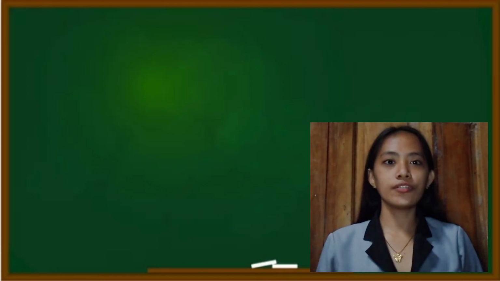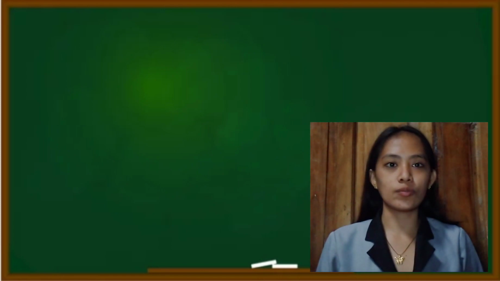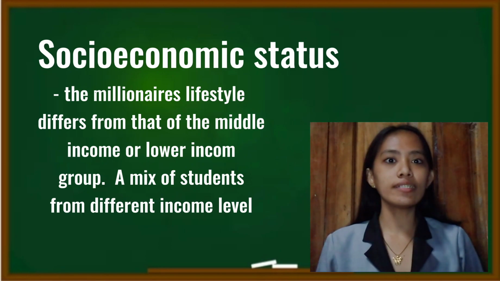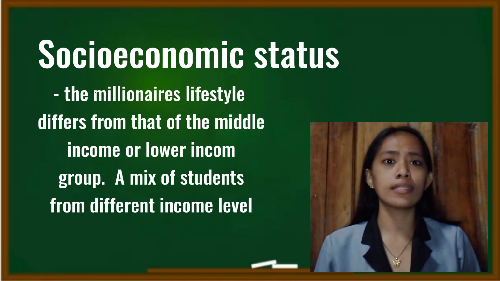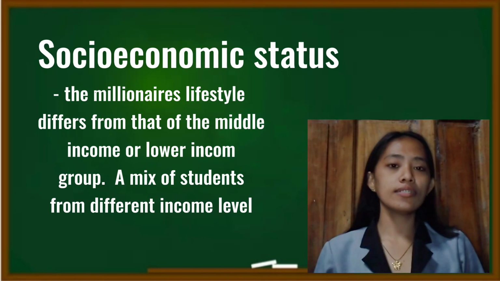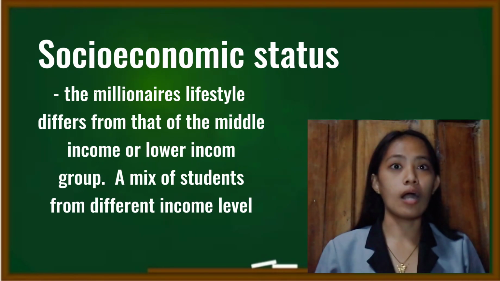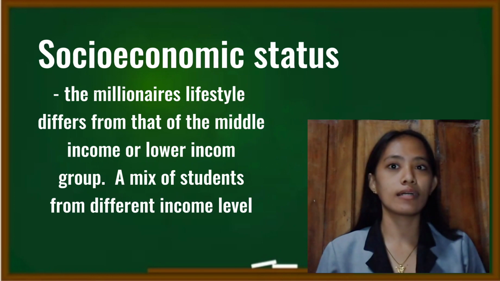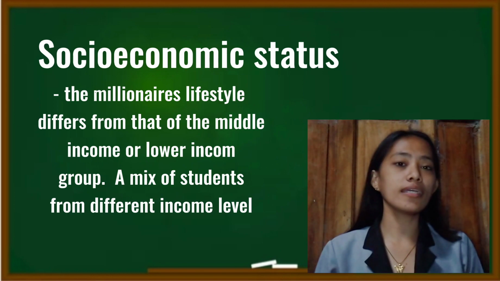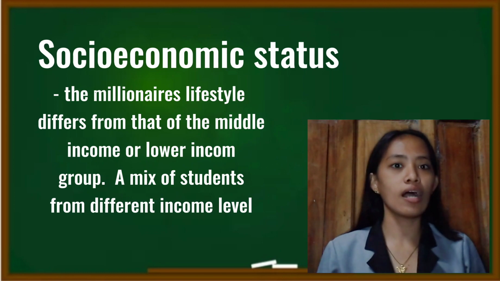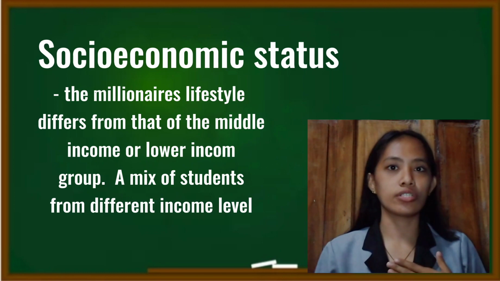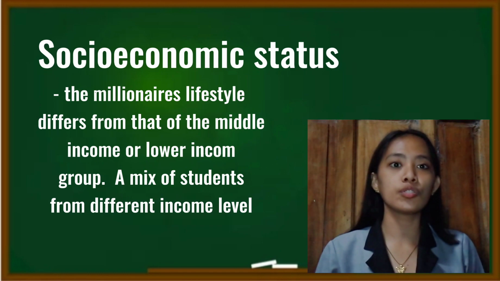Now, let's first talk about socioeconomic status. What is it? A millionaire's lifestyle differs from that of the middle and the lower income groups, a mix of students from different income levels. This is evident in every classroom. Our learners are diverse when it comes to social status, meaning they have different lifestyles on how they live. That is why we teachers should have consideration with that matter, because not all of our learners have the privilege to have their own needs.